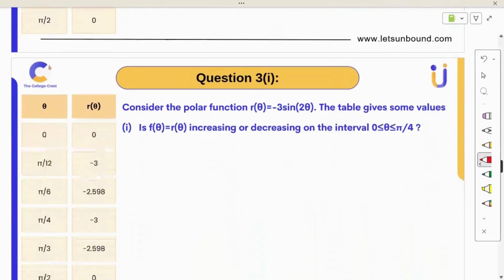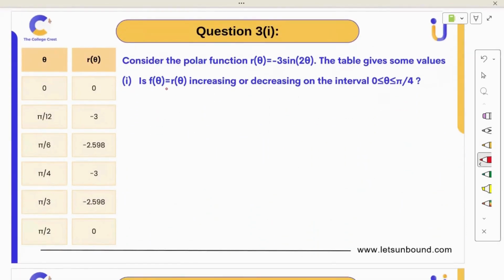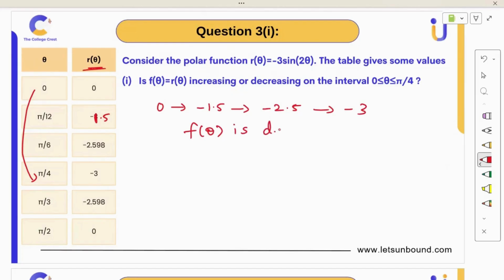Let's solve. First question: they are asking whether f is increasing or decreasing. This is your f of theta. Actually, it's minus 1.5, okay, just change this. Even though the table value is not given, you can just use a calculator in that case, right? So let's solve this. From 0 to 5 pi by 4, what happens? It goes from 0 to minus 1.5, decreasing, more negative, more negative. So f of theta is decreasing on that interval.